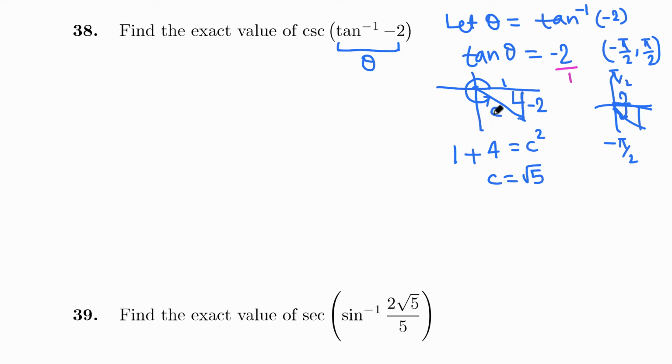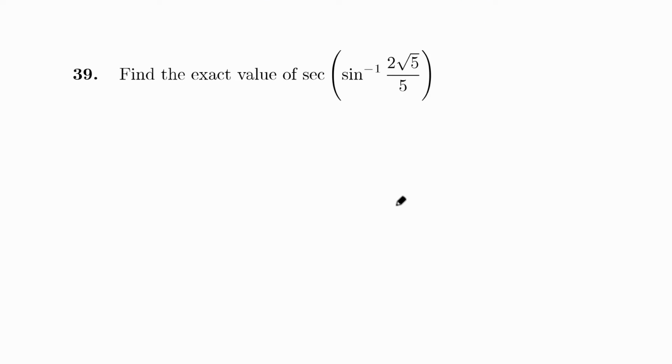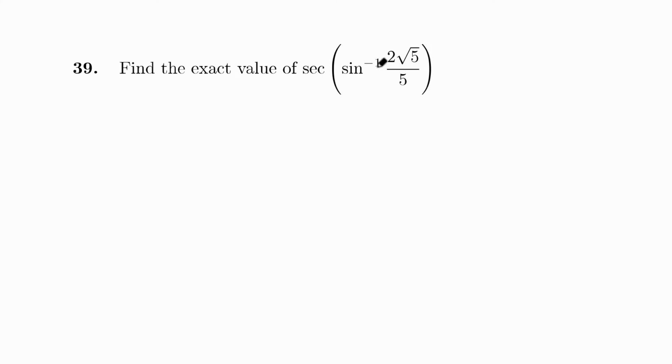Now we have all three sides known, and we are supposed to find cosecant theta, because we said this is theta. And cosecant is, by the way, sine theta is opposite over hypotenuse. Cosecant theta would be then hypotenuse over opposite. Hypotenuse is c, which is √5 over opposite, that's -2. So negative in the front, 2. So cosecant of this, whatever this is, -√5/2.